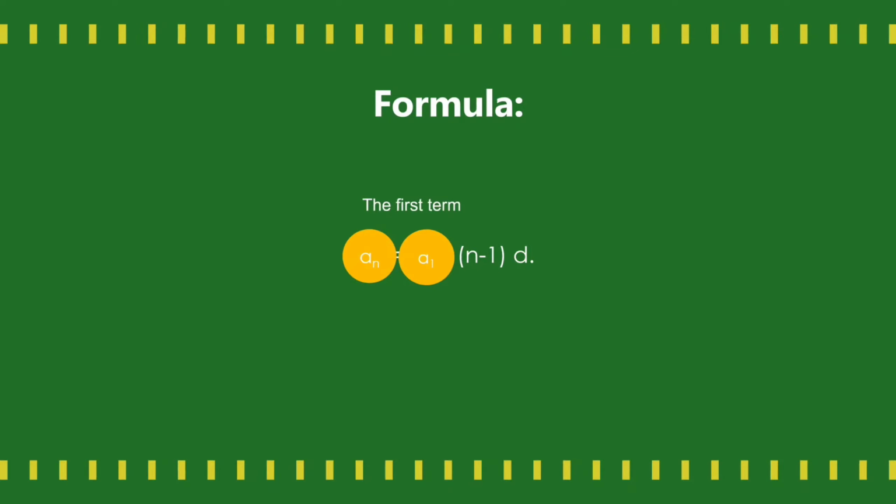So now we are going to know what our formula is. Our formula is a sub n is equal to a sub 1 plus n minus 1 multiplied by d. A sub n is our last term. A sub 1 is our first term. The n is the number of terms. And the d is the common difference.